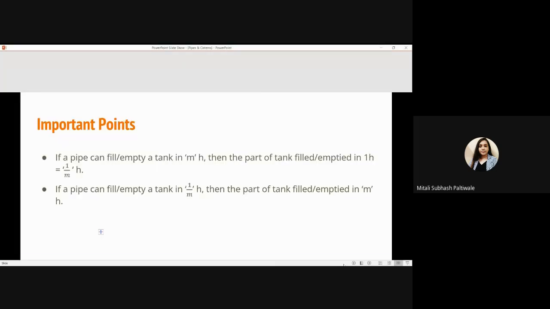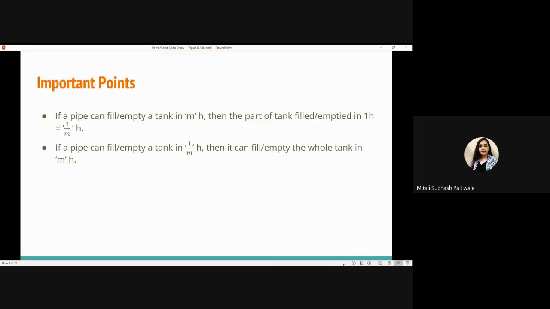Okay, so it says, if a pipe can fill or empty 1 by m of a tank in 1 hour, then it can fill or empty the tank in m hours. For example, if a pipe is filling 1 by 5 of a tank in 1 hour, then it will take 5 hours to fill the entire tank. So it's just vice versa.